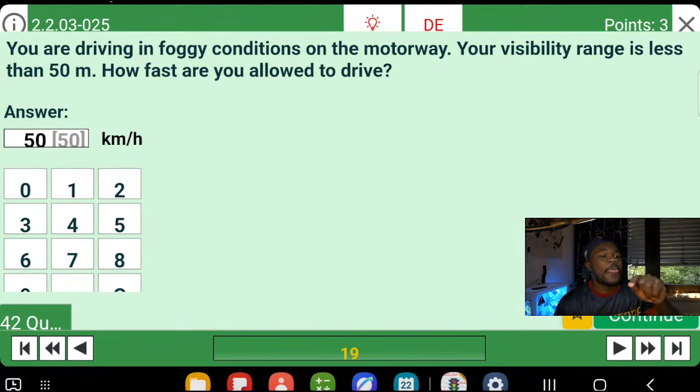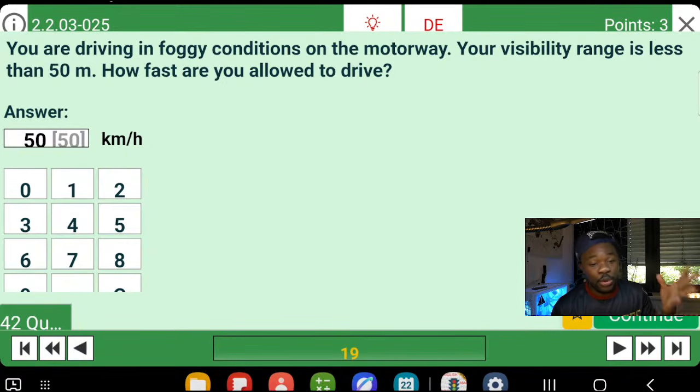So in this case, when your visibility is reduced to less than 50 meters, you are allowed to switch on your rear fog lamps. When your rear fog lights are on, your maximum speed becomes 50 kilometers per hour. You cannot have the rear fog lamps on and drive more than 50 kilometers per hour. That is what you need to understand. It's not supposed to go above that. And you're only allowed to have those lights on when your visibility is reduced to less than 50 meters.